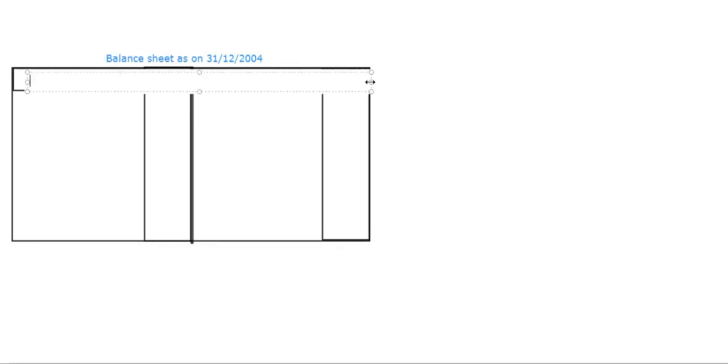So here, balance sheet as on 31st 12/2004, because we are in 2005, no? Sorry, it's 12. Then here I'm going to take liabilities amount, assets amount.